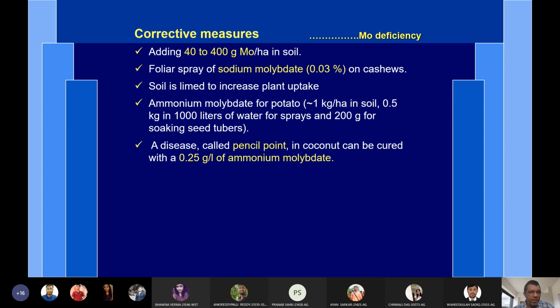A disease called pencil point, cured by molybdate. So this pencil point in coconut is due to molybdenum deficiency.